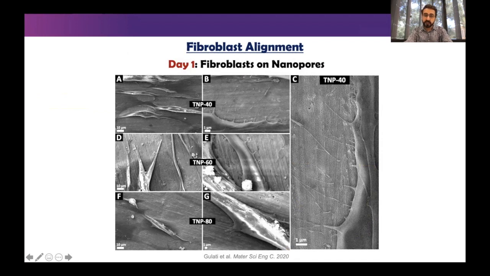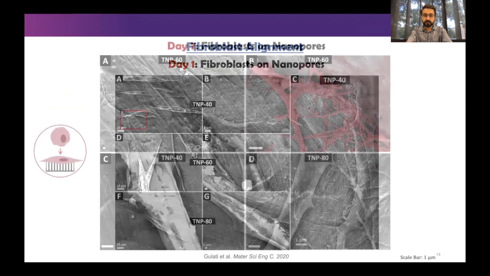It is noteworthy that this has not been reported before on any of the nanostructures fabricated by electrochemical anodization. And it is also noteworthy that the alignment did not happen on the micromachined surface. And you can see that all the nanopores have mechanically stimulated the cells.